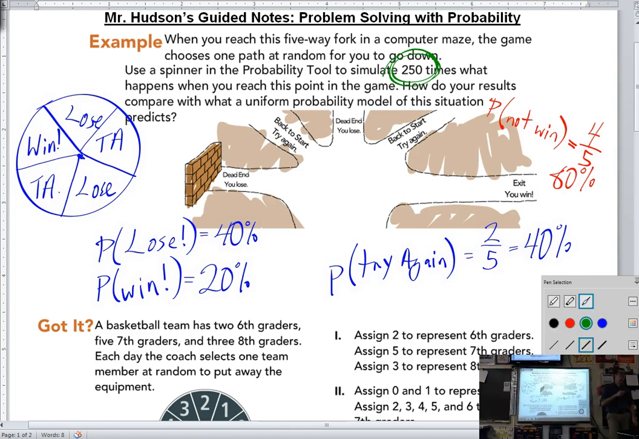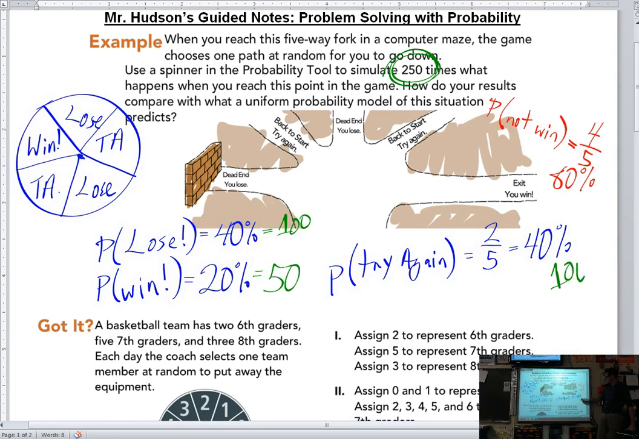The manipulation of 10%, that would be easier. So 20% is just double 10%, and if I want to find 10% of 250, move your decimal one place. So if I move my decimal one place, 10% would be 25. So 20% would be 50. Thank you. What about 40%? 100. And trying again is also 100.